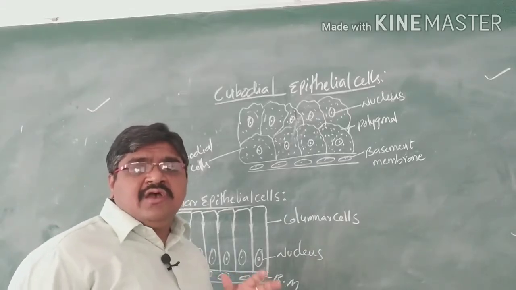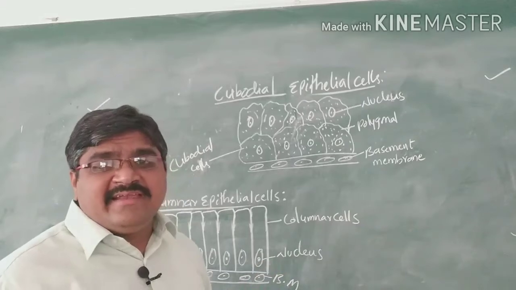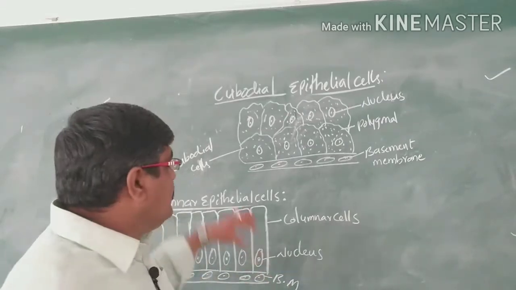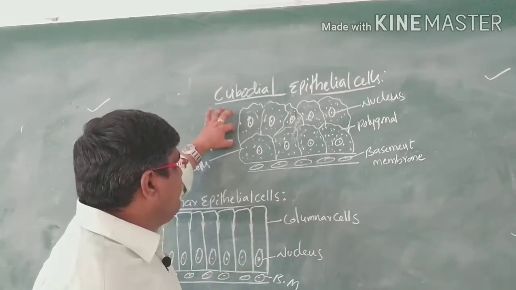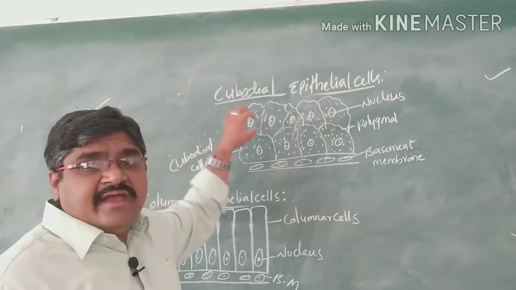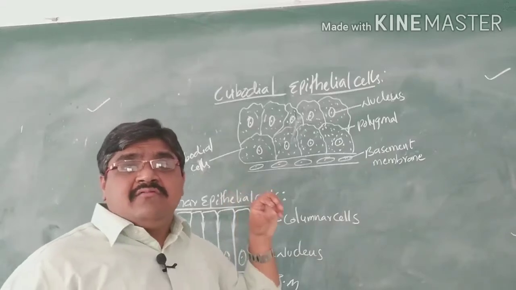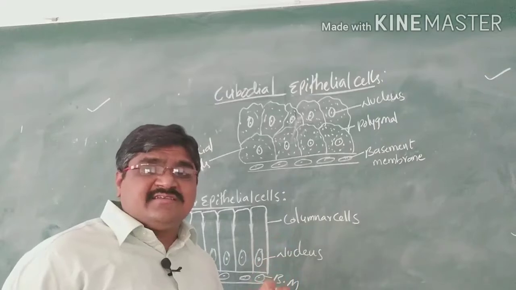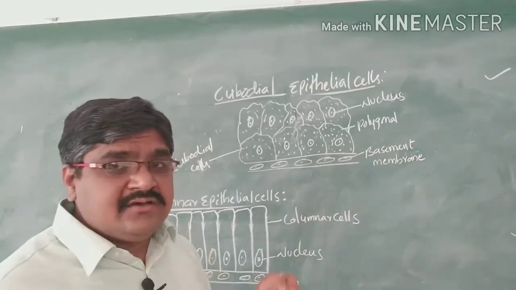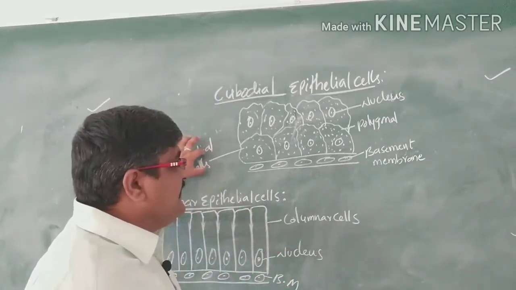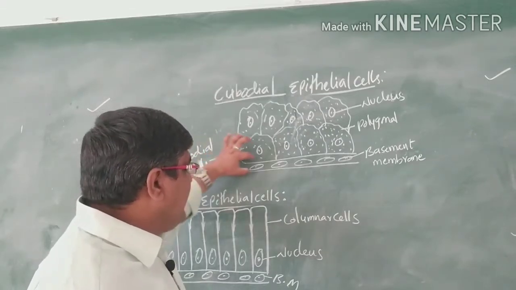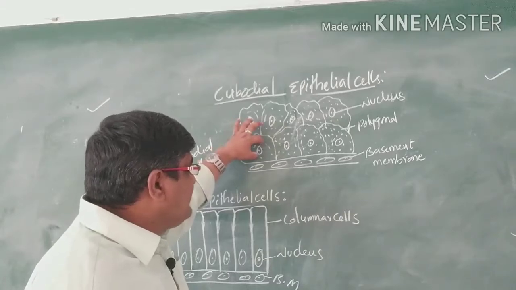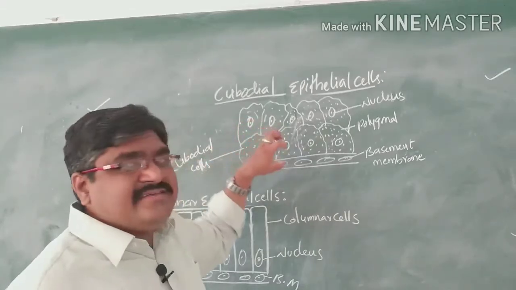In surface view, they show a polygonal structure, where the cuboidal cells have the same height and width. Such types of cells are called cuboidal epithelial cells. They are present on a single basement membrane, with a centrally placed nucleus.